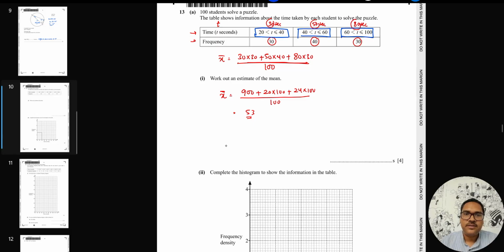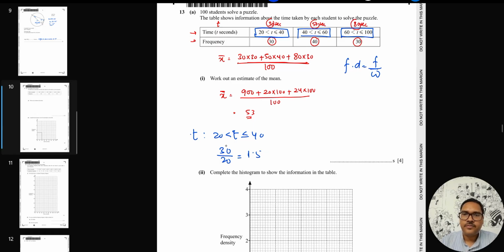So if I write the frequency density, for the time which is between 20 and 40, what is the frequency density? Frequency density is equal to frequency upon class width. What is the frequency? Frequency is 30 upon class width. What is the class width here? This is 20. So what is the frequency density? This is 1.5.